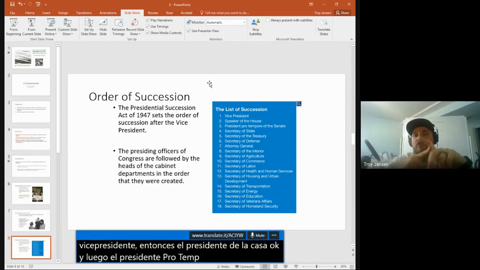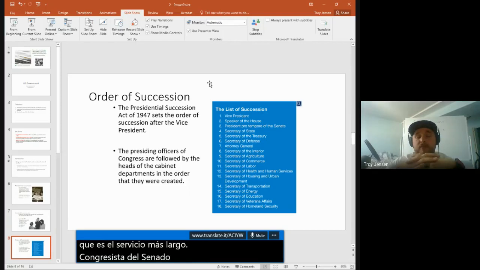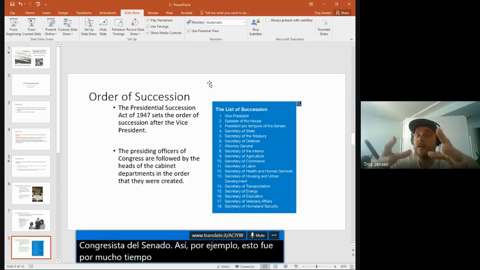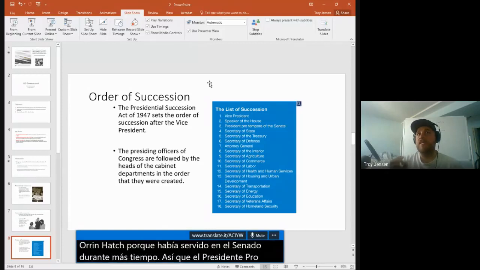Now, the President pro tempore of the Senate is the longest serving senator. So, for example, for the longest time this was the senator from Utah, Orrin Hatch, because he had served in the Senate for the longest amount of time. So the president pro tempore is the longest serving senator.